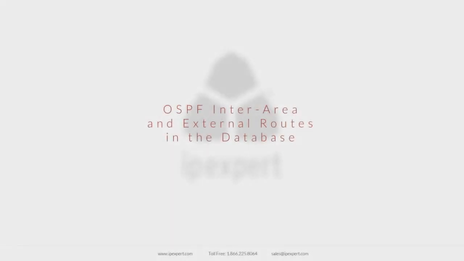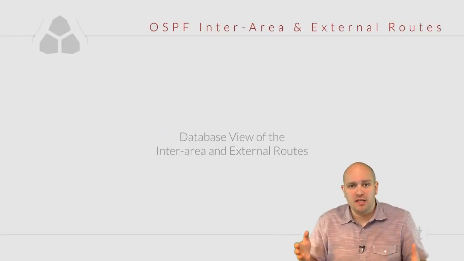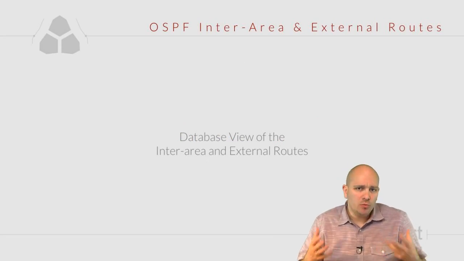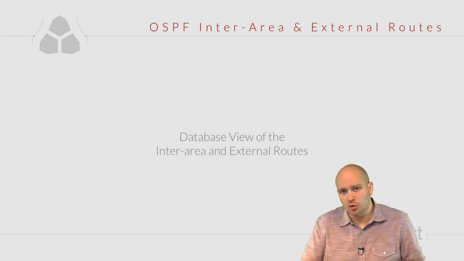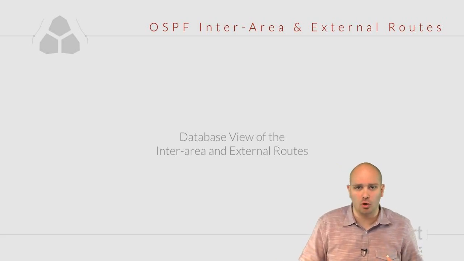We talked about the behavior of OSPF inter-area and external routes. So let's now take a look at how these routes are represented in the OSPF database. What we are going to do now is continue with the network example that we built some long time ago, and we are going to expand it. I'm going to add some routers and change a couple of things there.